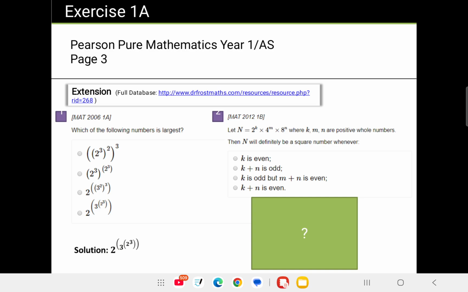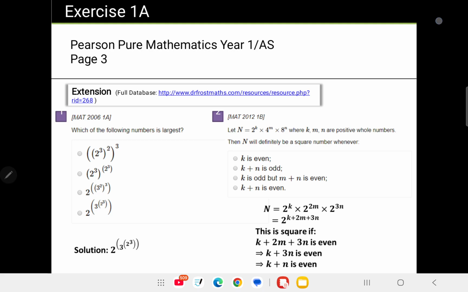So again in this question we have to show that n equals 2 power k times 4 power m times 8 power n, where k, m, n are positive whole numbers. Then n will definitely be a square number whenever k is even, k plus n is odd, k is odd but m plus n is even, or k plus n is even. So we need to check which condition is correct.